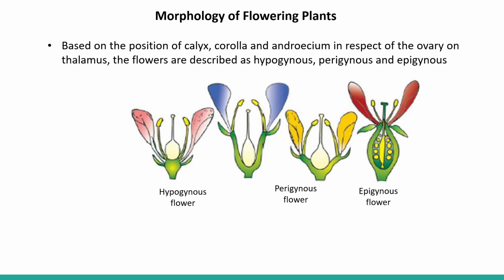Okay, now the position of the ovary, where the ovary is present. So based on the position of calyx, corolla, and androecium in respect to the ovary on the thalamus, the flowers are described as hypogynous, perigynous, and epigynous. So we are taking into consideration the position of calyx, corolla, and androecium. 4 whorls. The innermost whorl possesses the ovary, that is a part of the pistil or carpel. So where the ovary is present, and what are the positions of these 3 whorls? Whether they are present below the ovary or above the ovary or in between. Okay, so on the basis of that, a flower can be described as hypogynous, perigynous, and epigynous.